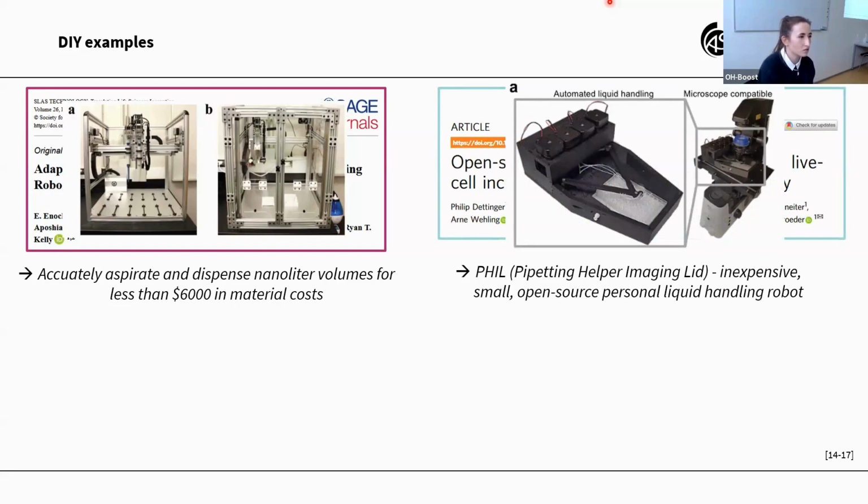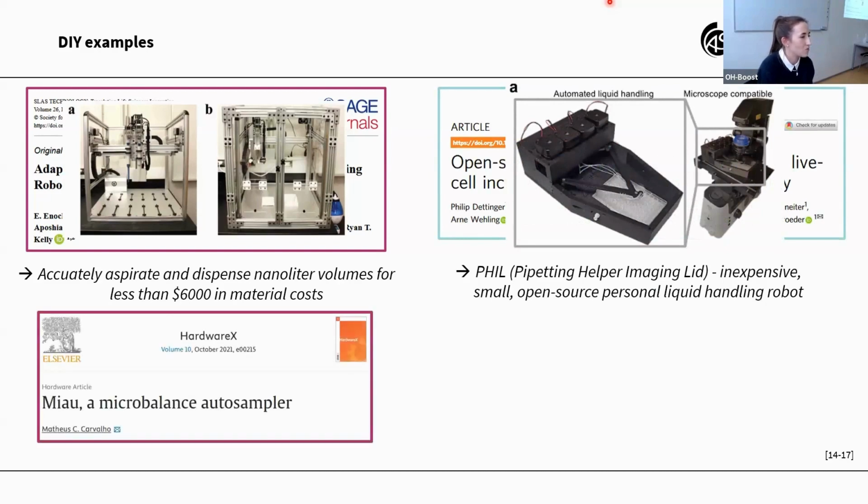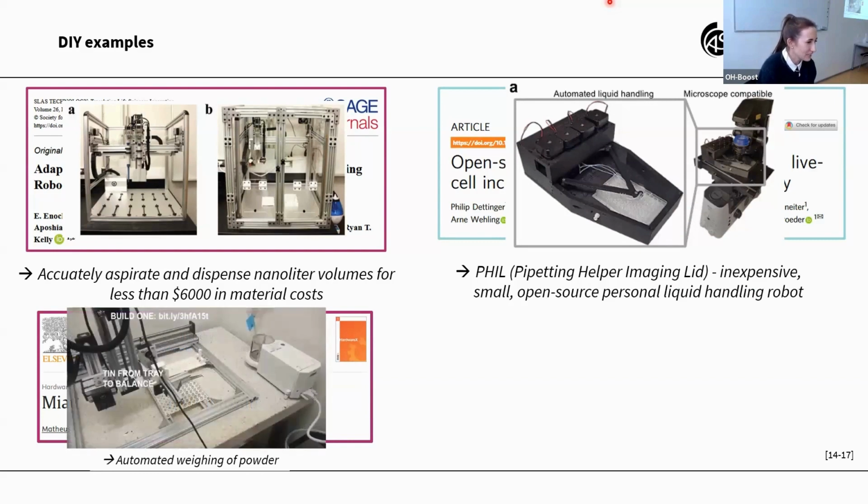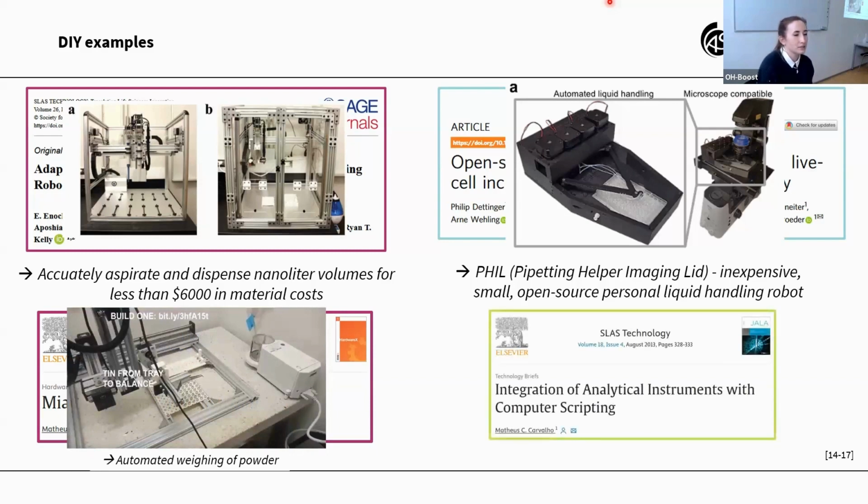But researchers also do other things, not only pipetting. For example, I want to introduce you to Meow, a microbalance autosampler, which is developed for automated weighing of powder. It looks like this. It's a shortcut from a video, so if you are interested, you can have a look. And here is a software-based automation system where the authors linked two systems that are not from the same vendor. So they use an autosampler and a colorimeter from two different vendors.